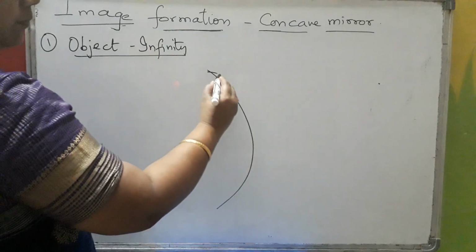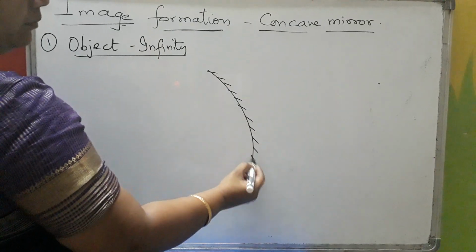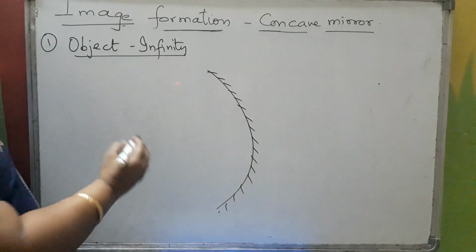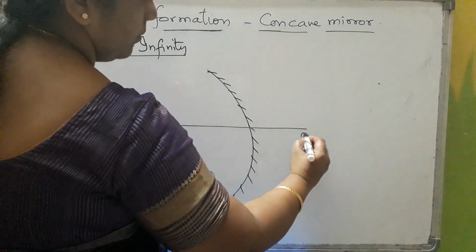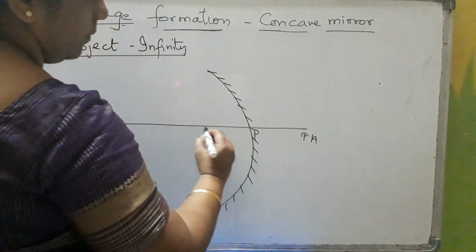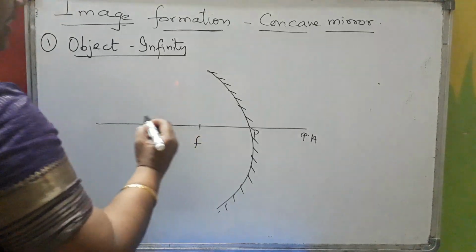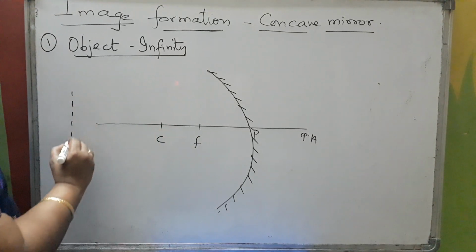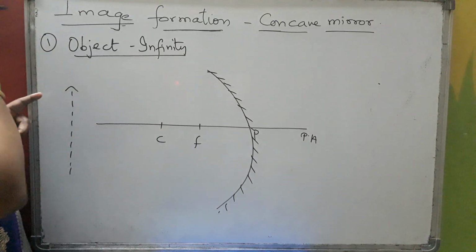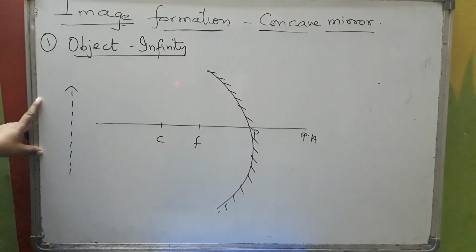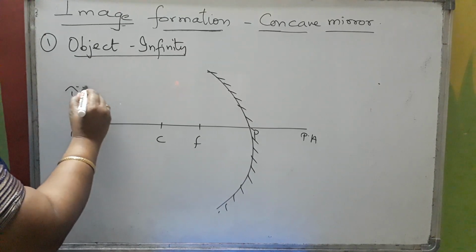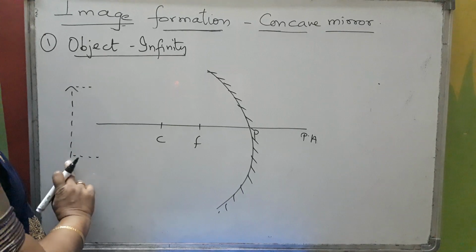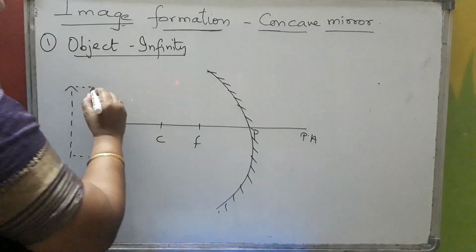Concave mirror, principal axis, pole, focus, center of curvature. I am placing the object at infinity. Consider two rays moving parallel to the principal axis.